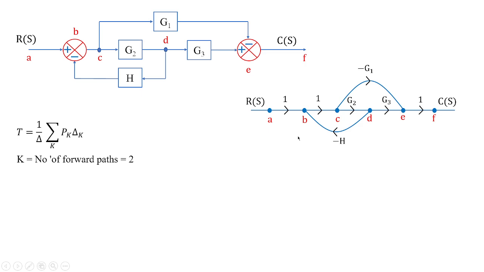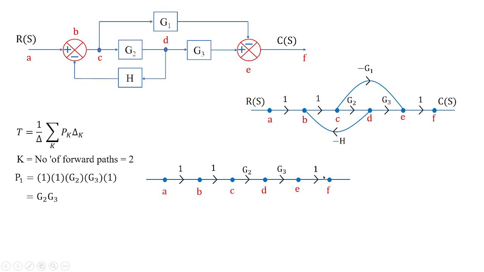A forward path is a path where you have a starting point and an ending point, and you don't have a feedback path. So first, you can see from node A to node F, we have a forward path which is given by 1, 1, G2, G3 and 1. Hence, P1 will be equal to G2, G3 multiplied with 1s. So it will be nothing but G2 G3.